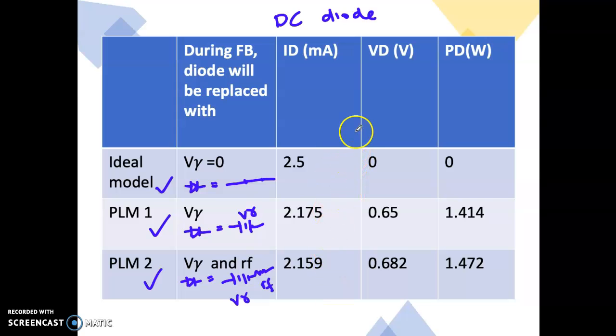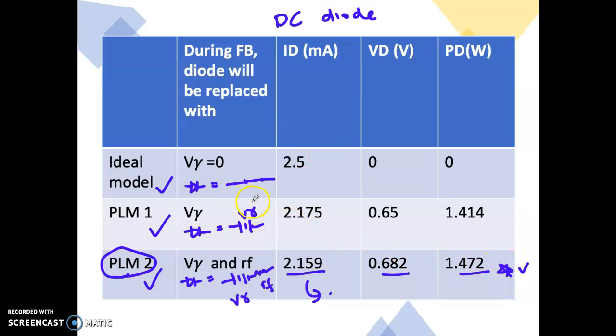As we can see, for the current value, voltage value, and power dissipation value, this PLM model 2 is the most accurate one, with results almost near to the direct approach. So we can see that this piecewise linear model 2 is the most accurate compared to the other 2 models, because in these methods we do some assumption, right? So the most accurate one is piecewise linear model 2.